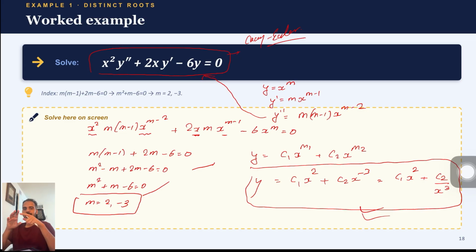So you have the two options. Either you can solve directly by assuming your solution is y equals x^m, or you can substitute your independent variable x to the t and make the form of a constant coefficient homogeneous differential equation, solve it, and ultimately get the solution in the form of x. That's how we can solve.